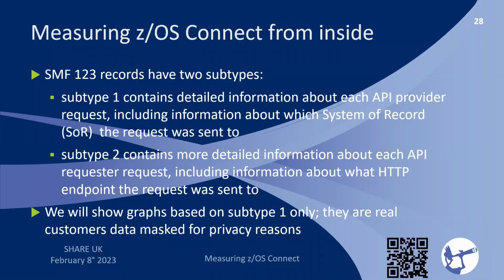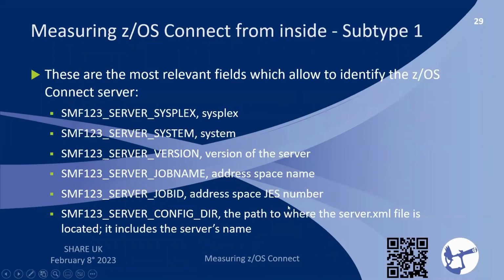Again, going forward in this paper, we will see some graphs based only on the first part. And this is real production data, but we masked it for privacy reasons. So the names are not the real names, just to avoid giving up the customer name. But this is real data.